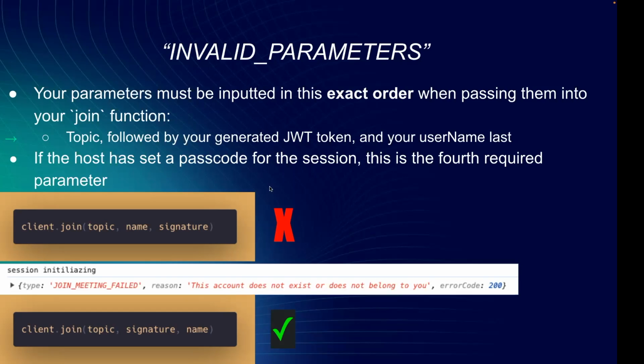So we're going to see in our first picture down here, we're passing through client.join: we have topic, name, and then signature. This is wrong. We're going to see an error pop up at the bottom, join meeting failed. Sorry, that's the wrong screenshot. The correct screenshot is going to say invalid parameters, but in any instance, we see that we have an error. That's the main point we're getting across. When we pass in client.join topic, signature, name, this is the correct order. It's not going to produce any error and you should be good to go.